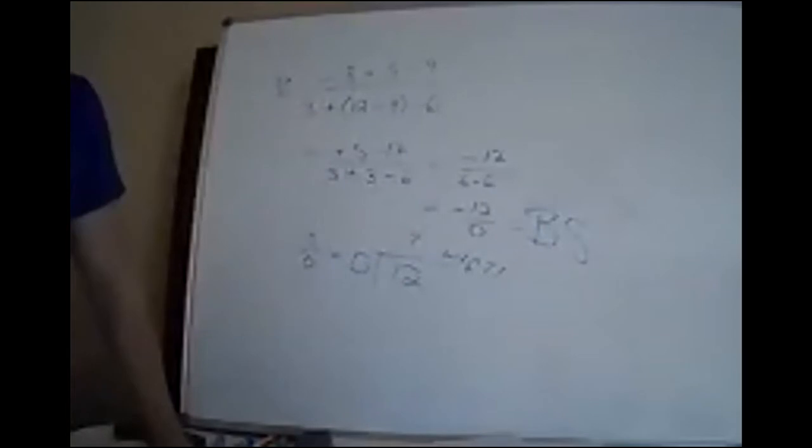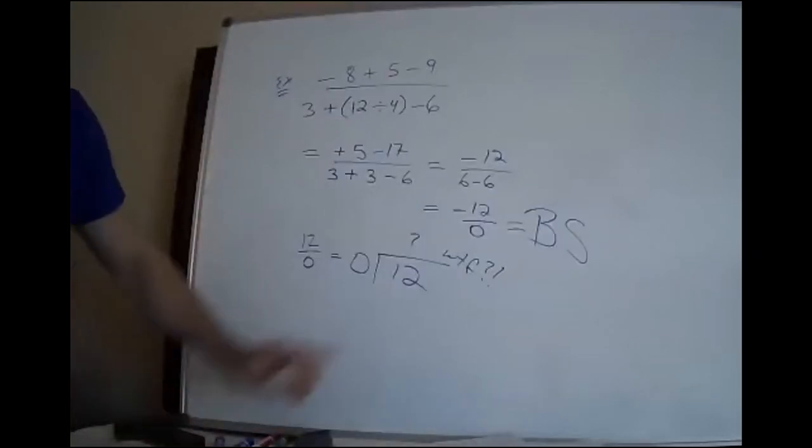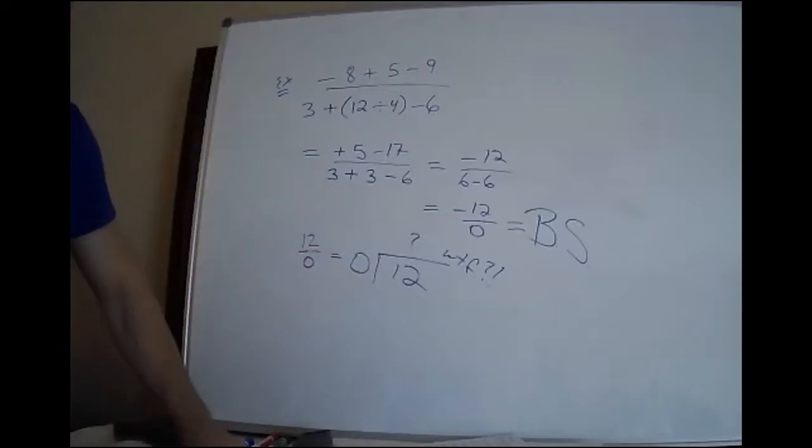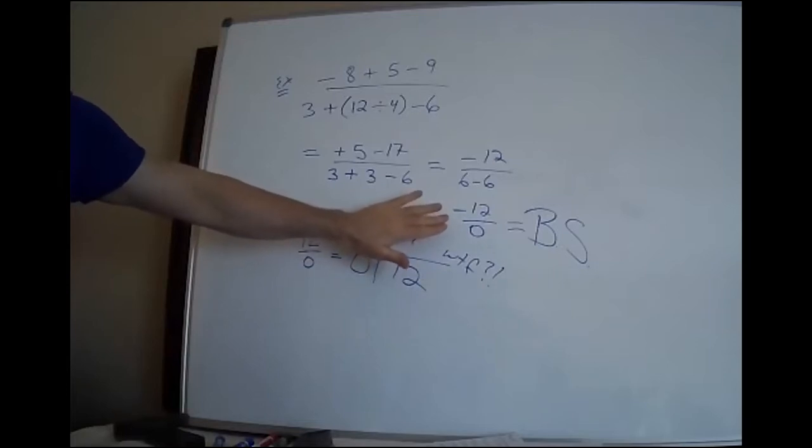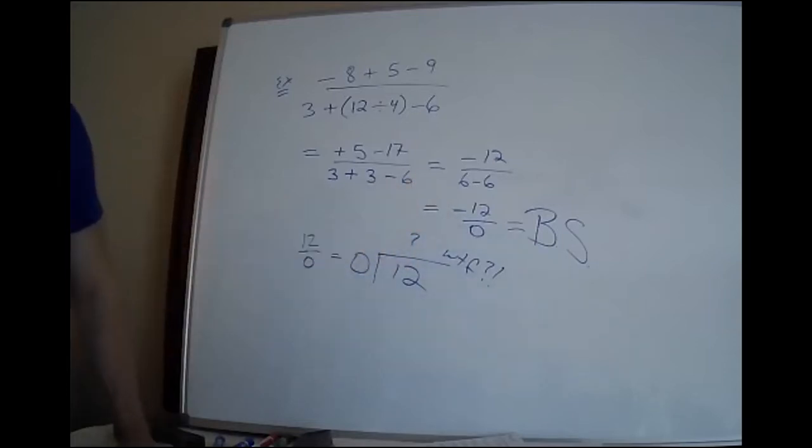Now, it's supposed to be undefined or does not exist. BS. 2 letters. Bogus solution. Good enough. That's not what it stands for, but that's what you'll tell everybody else it stands for. So whenever you see a 0 on the bottom, this cannot be done. You write BS for me, okay?